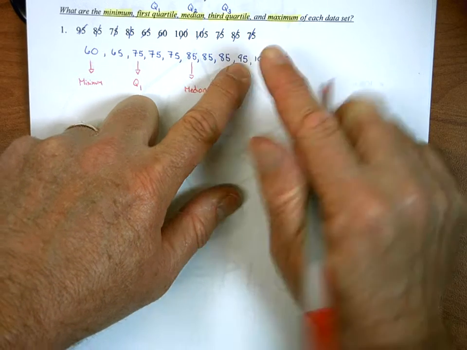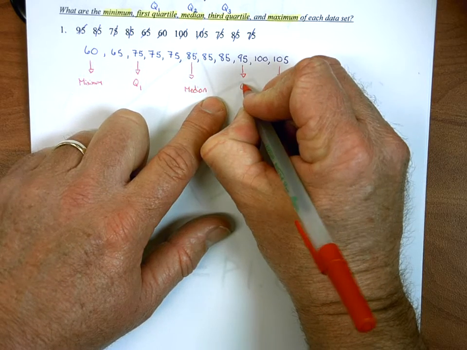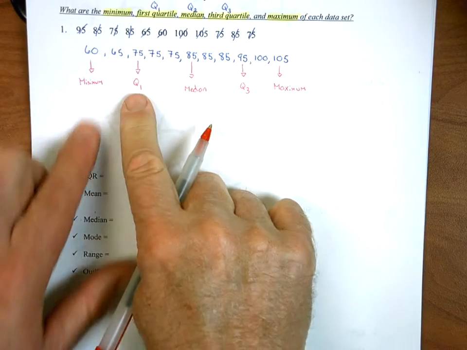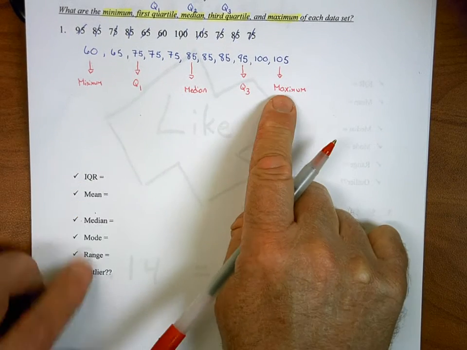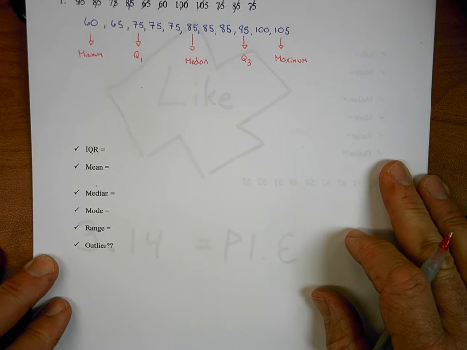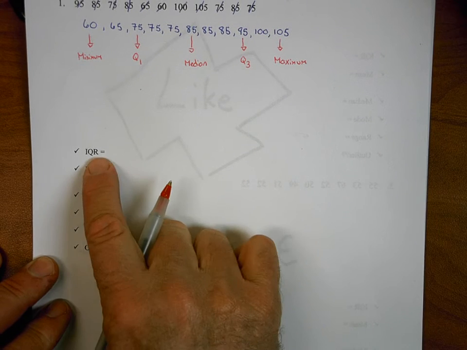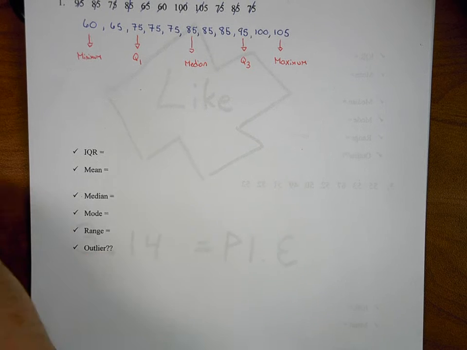So you can see that that's 85. Okay, so there's my 5-number summary. I found my minimum, my first quartile, my median, my third quartile, and my maximum. Now I'm going to go ahead and answer the rest of the questions here. So here I want to find these values as well, just to get practice as we go.